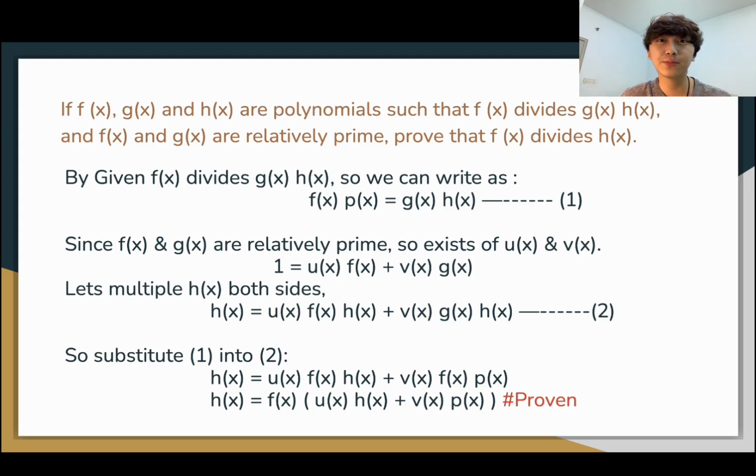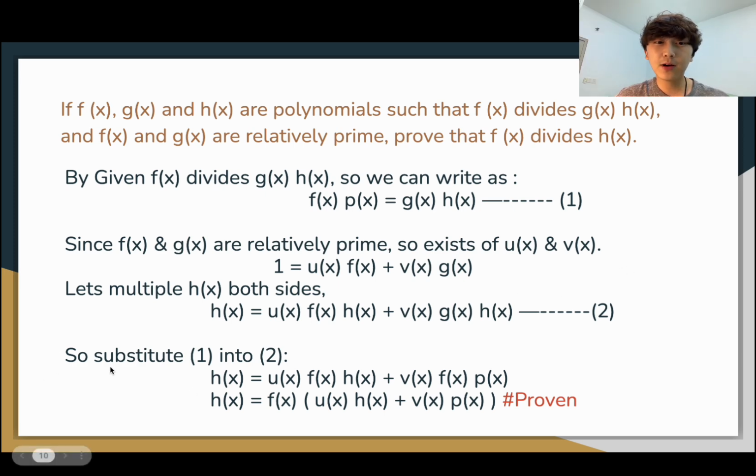So now is another proof that we need to know. If f(x), g(x) and h(x) are polynomials such that f(x) divides g(x)h(x) and f(x) and g(x) are relatively prime, prove that f(x) divides h(x). Given f(x) divides g(x)h(x), we can write f(x)p(x) equal to g(x)h(x). This is our first equation. Since f(x) and g(x) are relatively prime, there exist u(x) and v(x) such that 1 equals u(x)f(x) plus v(x)g(x). Now let's multiply h(x) on both sides. This will become our equation 2.